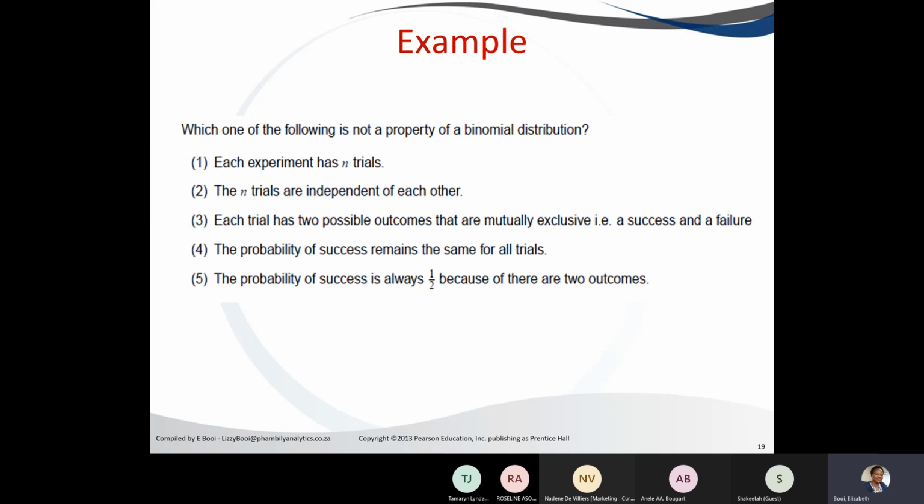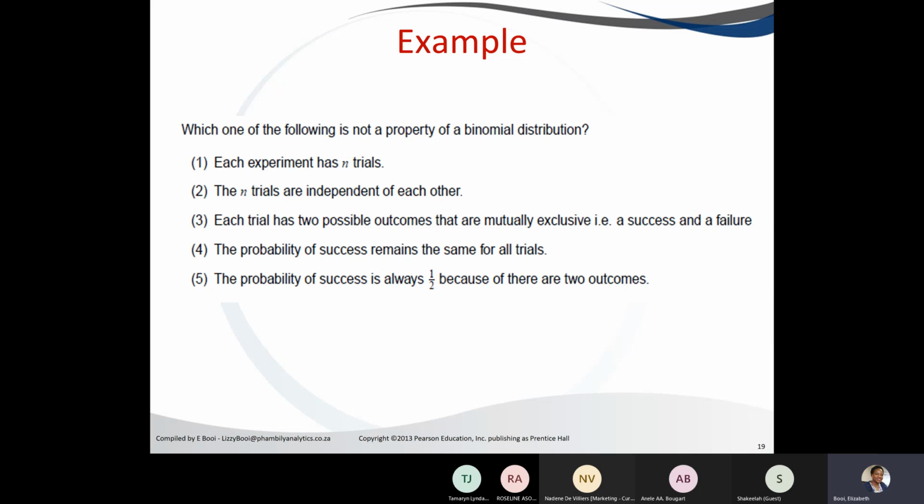When you write the exam, you're not only going to write theory, but calculations instead. You are also expected to understand how the questions are asked in terms of the theory. Here's an example. Which one of the following statements is not a true property of a binomial distribution?